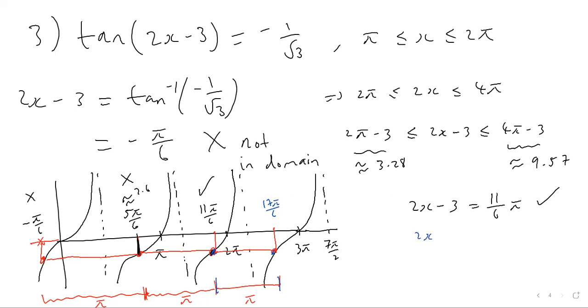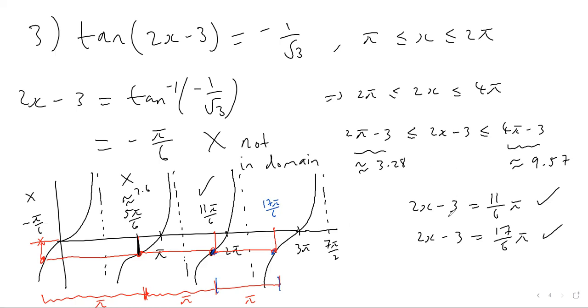So we've got, sorry, I'll do this in black ink. We've got 2x minus 3 equals 17 over 6 pi. And then if we do go any further, if we add another pi onto that, so 17 pi divided by 6 plus another pi, we go too far. We go to about 12, which is too big. So we've got these two solutions there.